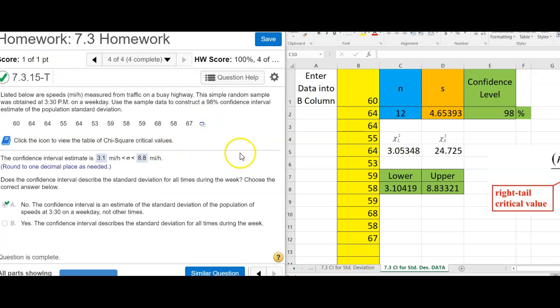Once again, there is your 7-3 homework with the chi-square distribution. Just make sure you change the confidence level. That's the biggest thing that people make mistakes on here.